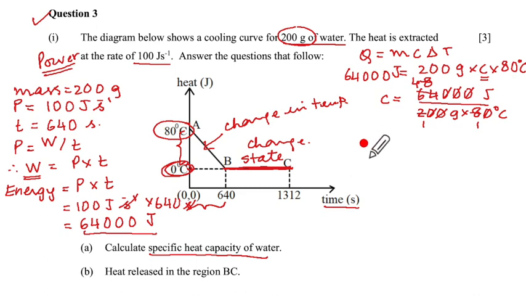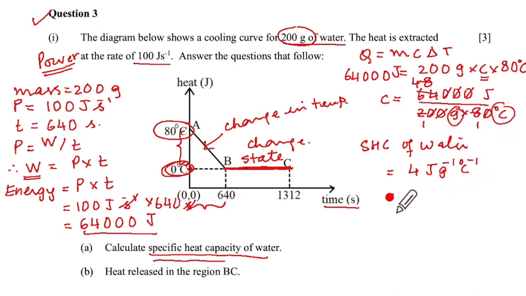So this C means SHC of water. SHC means specific heat capacity of water will be equal to 4 joule per gram per degree C, or you can write it as 4 joule per gram per Kelvin. And this is our answer A.